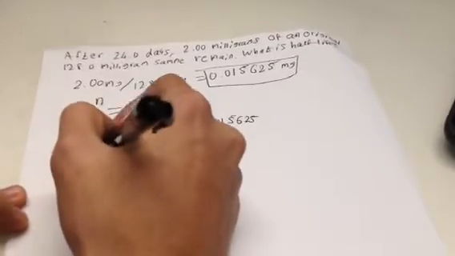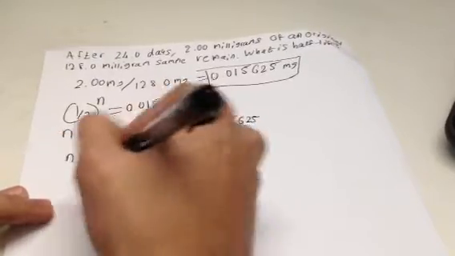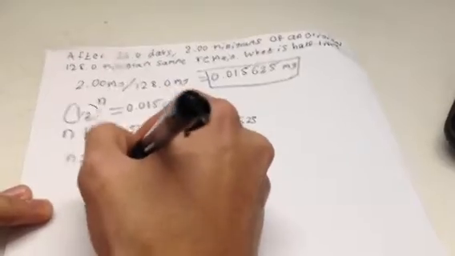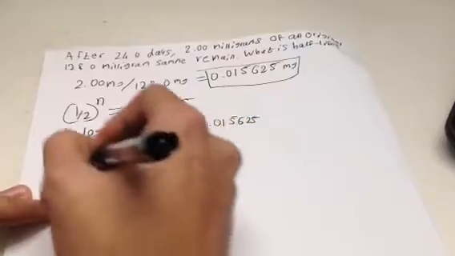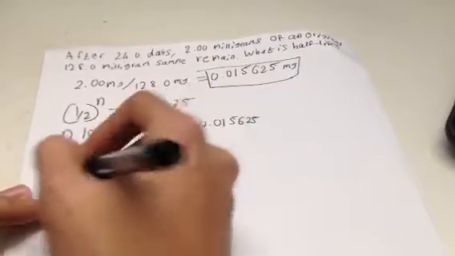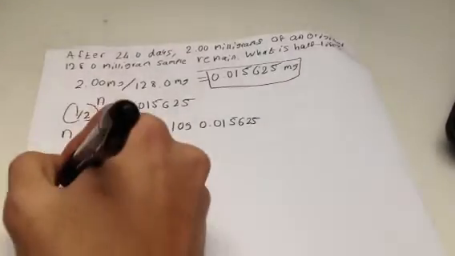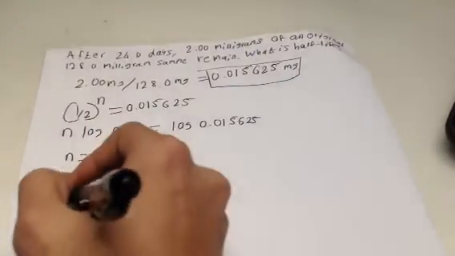And n equals log 0.015625 over log 0.5, we divide this. I'm going to use my calculator for this, because this is very hard math. And that should get us to n equals 6, which means 6 half-lives have passed.